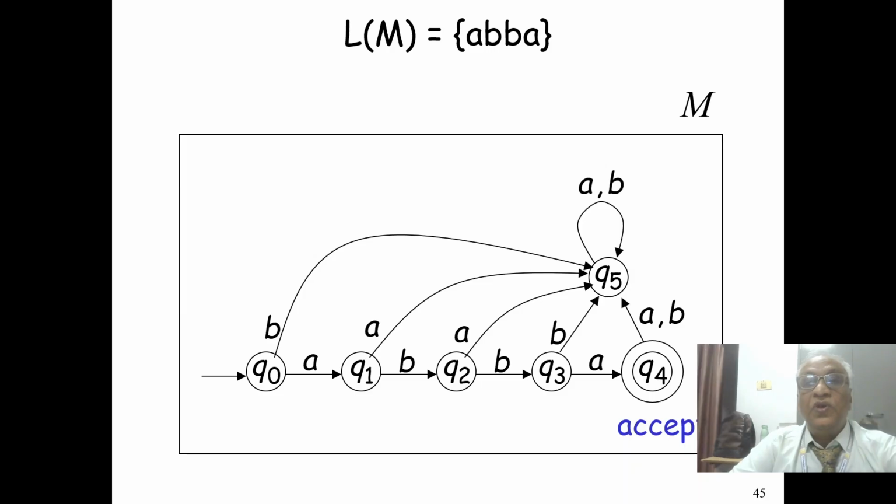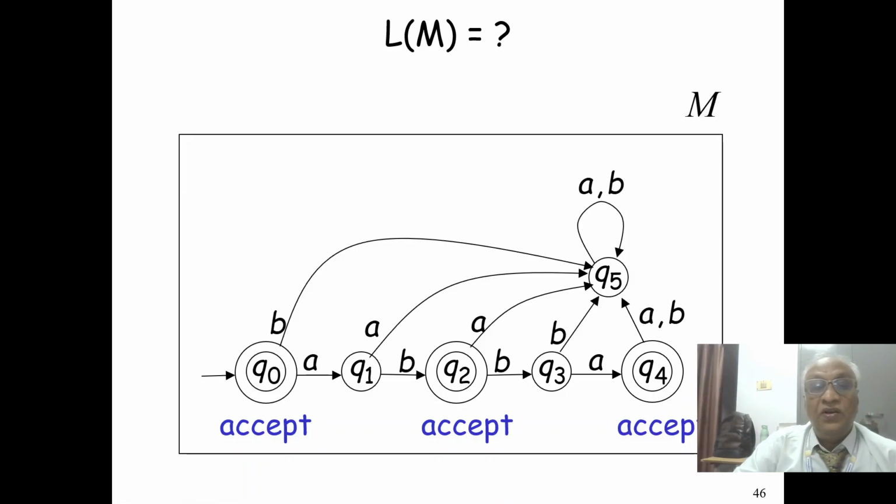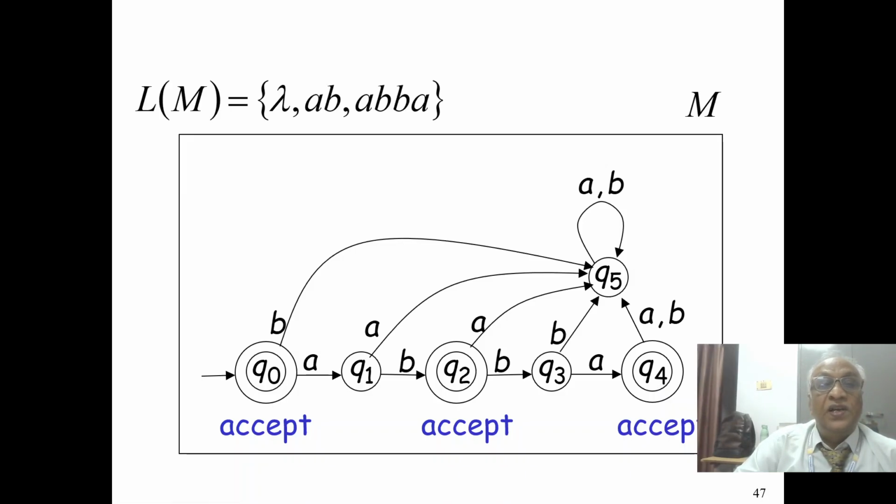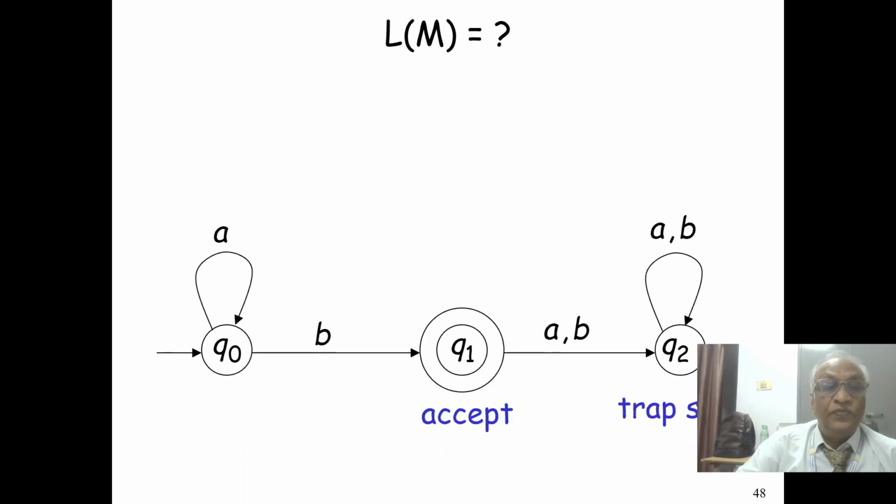So let us take this example, A B B A. At the initial stage Q0, A is input, then reaches Q1, B is input, then reaches Q2, B is input, then reaches Q3, A is input, then reaches Q4. That is an example of accept. So similarly here, this language has various alphabets represented by AB, AB, BA.